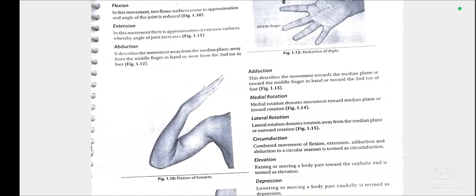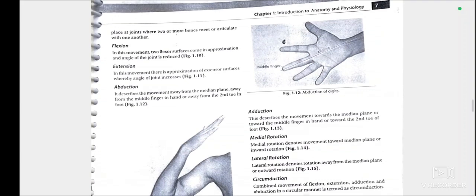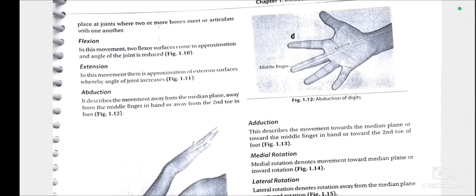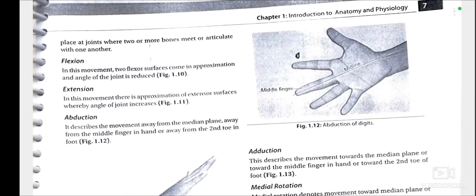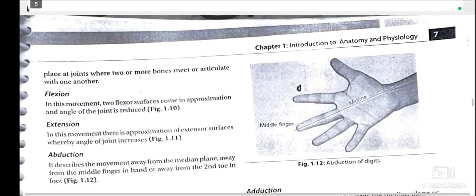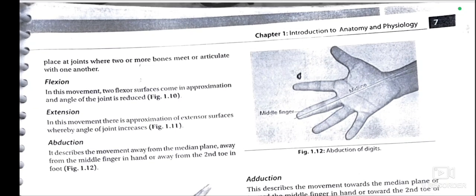Okay, the next is abduction. Abduction describes the movement away from the median plane, away from the middle finger in the hand or away from the second toe in the foot. This is abduction, movement of the fingers in the hand away from the middle finger. This is the median line and middle finger. These both are fingers. You can see the picture, and the notes are written here.